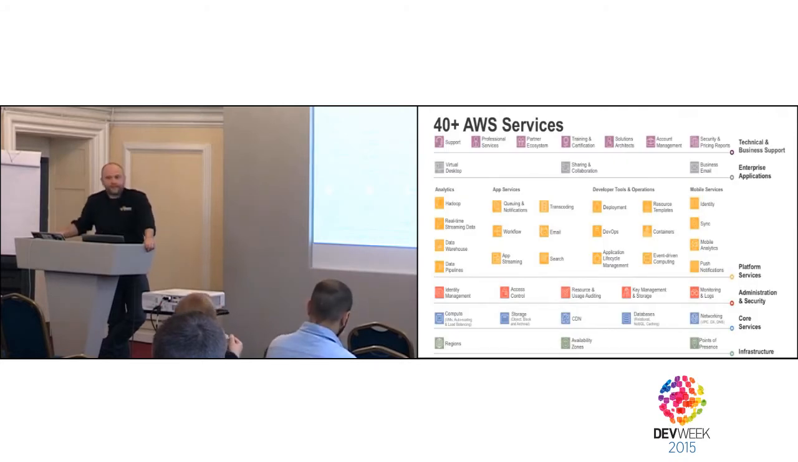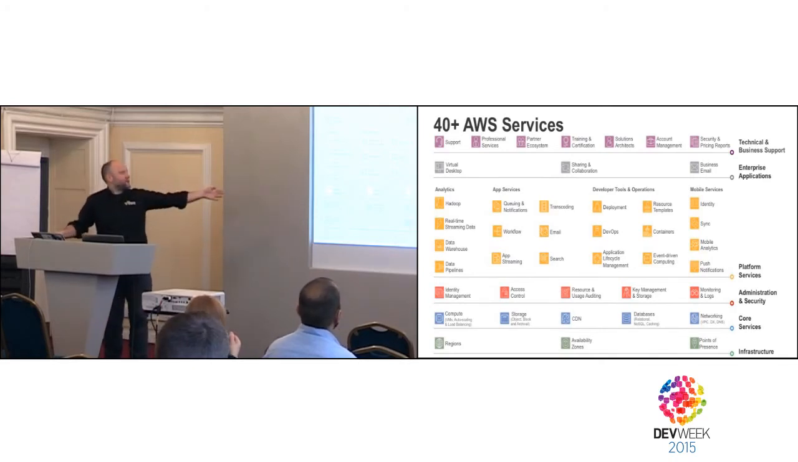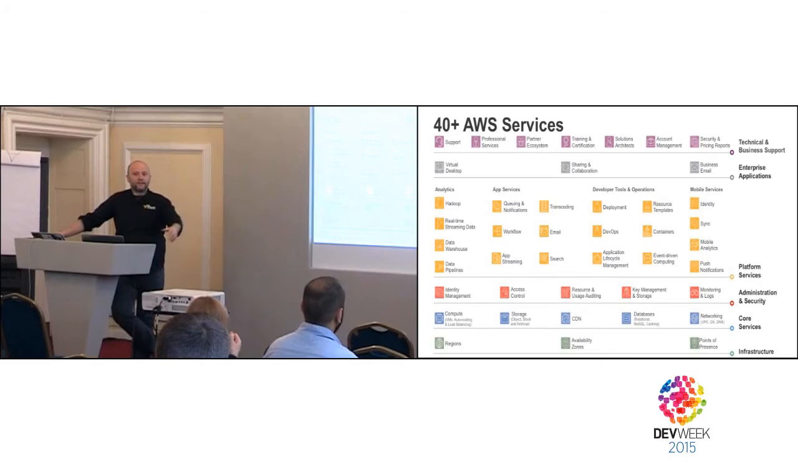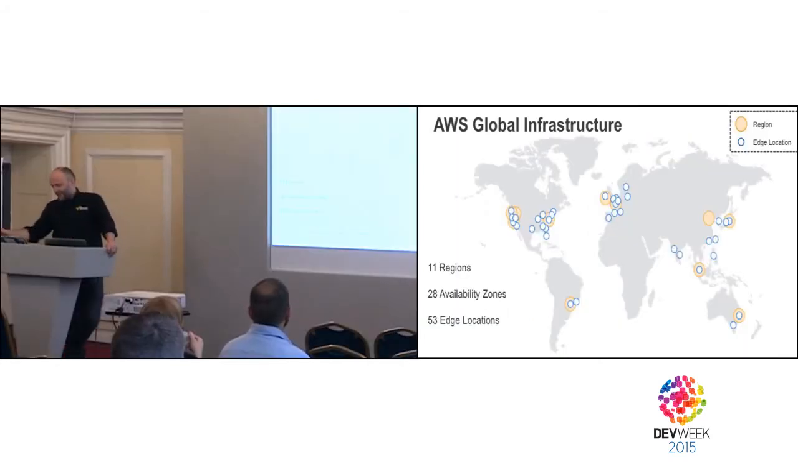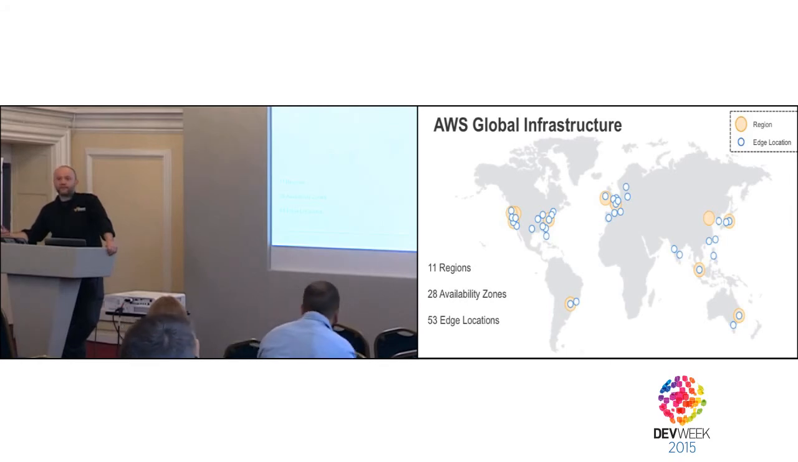We have over 40 AWS services. This is not all of them. We provide the basic things such as compute, storage, and databases, but we also provide higher level services such as application streaming. It's cloud computing basically, provided as a rentable resource. We also have higher level services like analytics, streaming event services, mobile analytics, things like that.